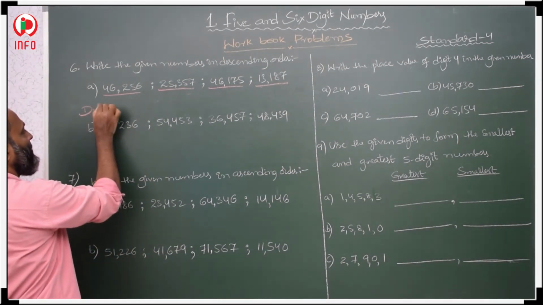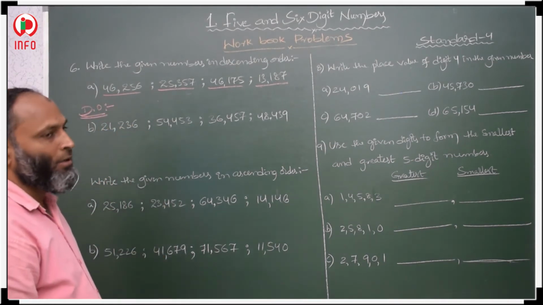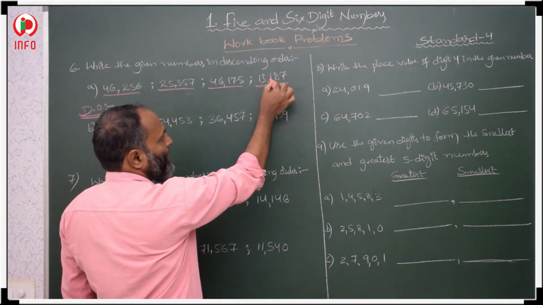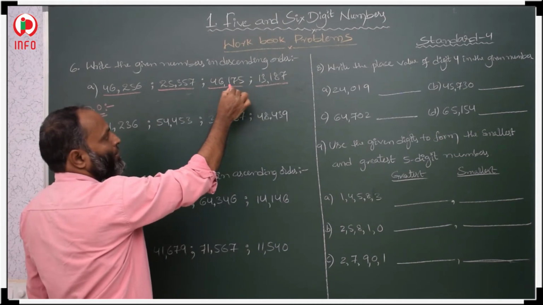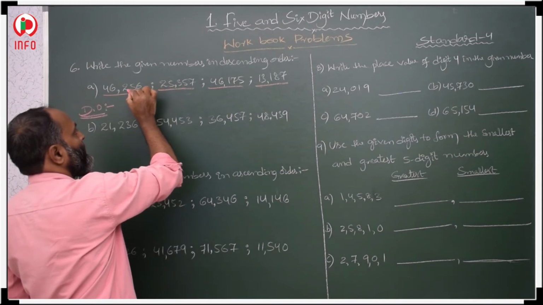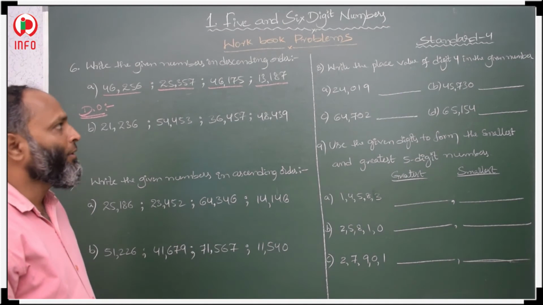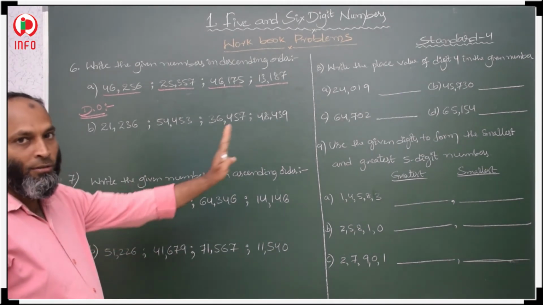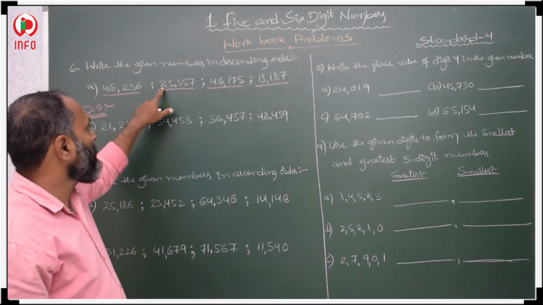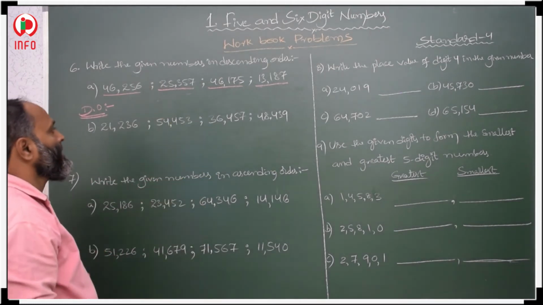Descending order. First, how many digits are there? We have to count first. 1, 2, 3, 4, 5. In all, 5 digits were there. Then we have to compare from ten-thousands to ones. In ten-thousands place: 4, 2, 4, 1. Among 4, 2, 4, 1, 4 is larger.